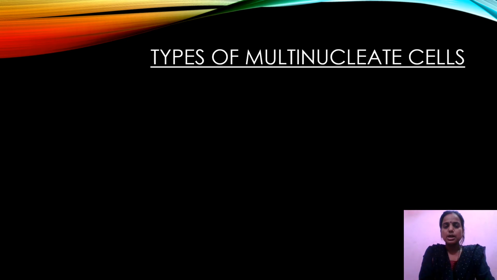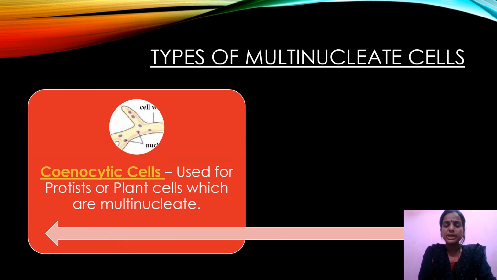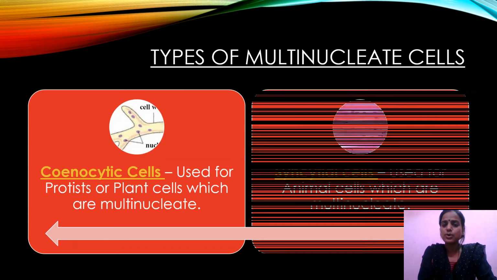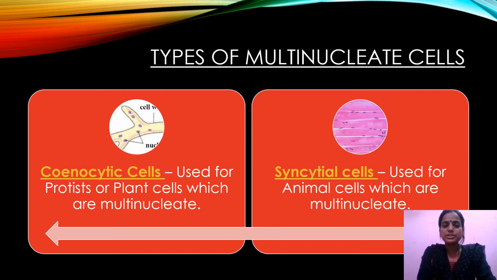Moving on students, we will now see the types of multinucleate cells. Multinucleate cells can also be divided into two categories based on whether they are plant cells or animal cells. Multinucleate plant cells or protists are known as cenocytic, whereas multinucleate animal cells are known as syncytial. There are no such hard and fast rules, but still we just divide them into these two.